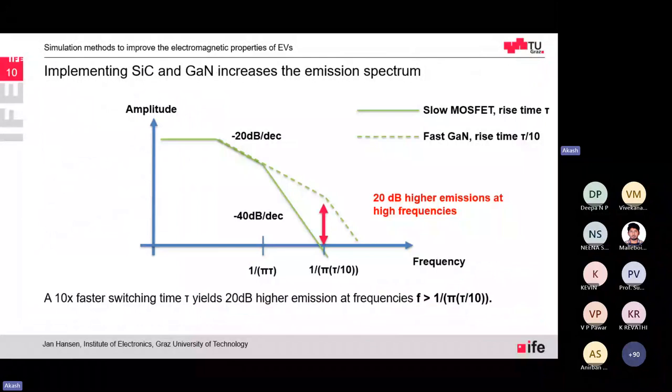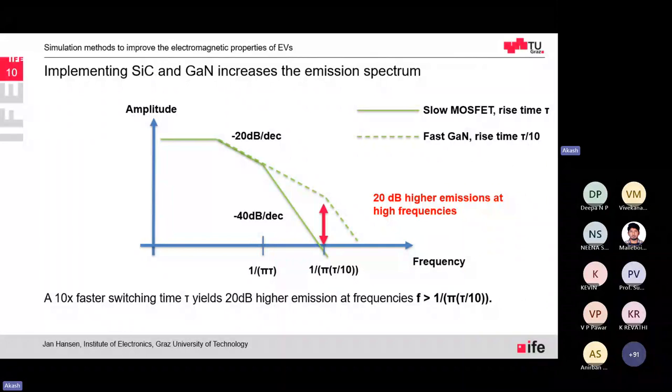rule of thumb, so you can compute, if you have a periodic trapezoidal signal, you can approximately compute its spectrum. The spectrum goes with some constant line here, and then it falls off with 20 dB per decade, and then it falls off with 40 dB per decade. And the point where this transition from 20 to 40 dB starts is a function of the rise and fall time. And it turns out, if we reduce rise and fall time by a factor of 10, then we end up from this continuous line to this dotted line. And above a certain frequency, we have 20 dB higher emissions, which is pretty bad from an EMC point of view.